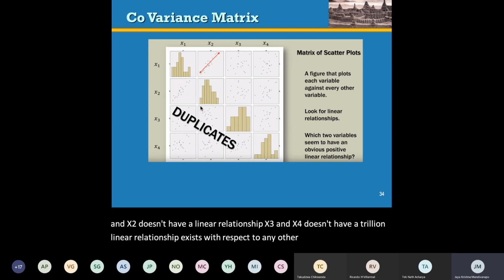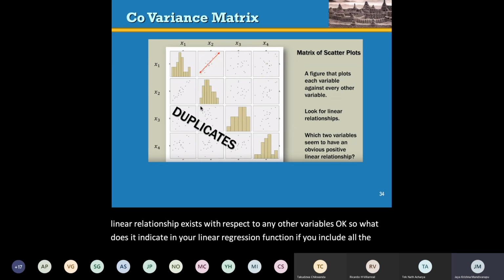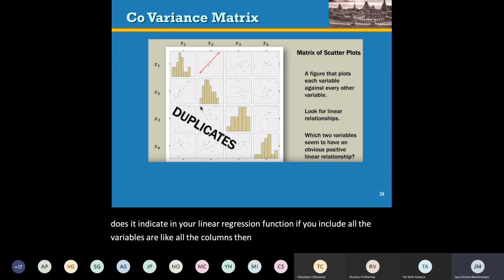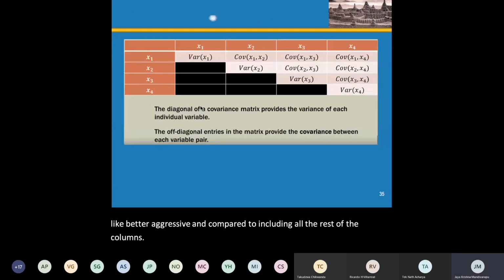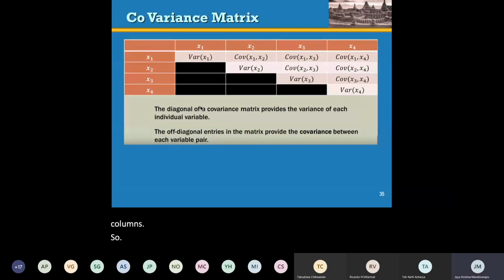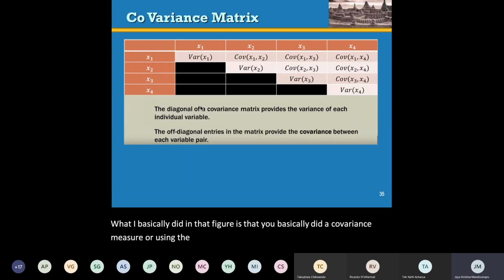Okay, so what does it indicate in your linear regression function? If you include all the variables or all the columns, then your algorithm will perform badly, because among all the columns, only two of them were a regular fit for linear regression. So if you apply linear regression considering just the first two columns, then your model will give better accuracy when compared to including all the rest of the columns. Okay, so what I basically did in that figure is a covariance measure using the formulation between one variable versus the other.